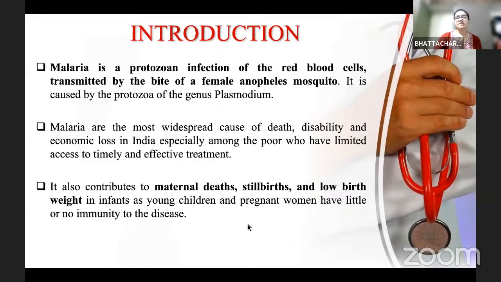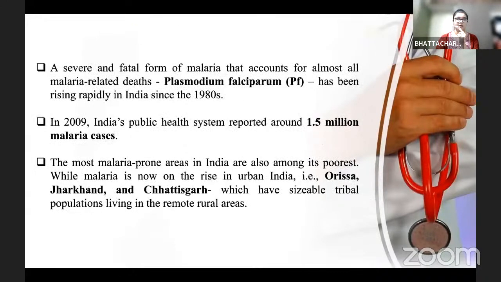It also contributes to maternal deaths, stillbirths, and low birth weight in infants, as young children and pregnant women have little or no immunity towards this disease. That's why more maternal deaths are seen among people who have malaria. Stillbirths are also seen, and low birth weight in infants is also seen. Next slide. Now the most fatal form of malaria, which accounts for almost all malaria-related deaths, is Plasmodium falciparum, and it has had a rising rate since the 1980s in India.